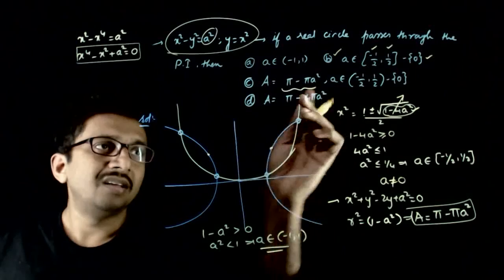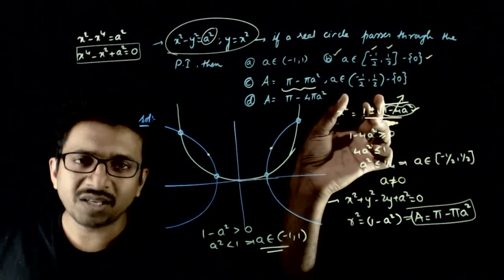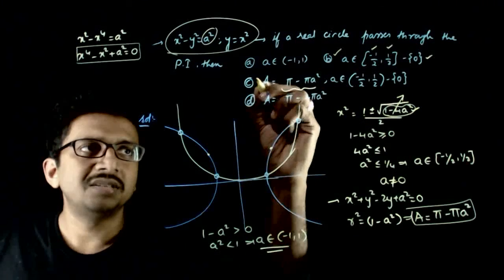Hence, area is equal to pi minus pi a square is valid only in the open interval minus 1 by 2 to 1 by 2 except 0. So option C is also right.